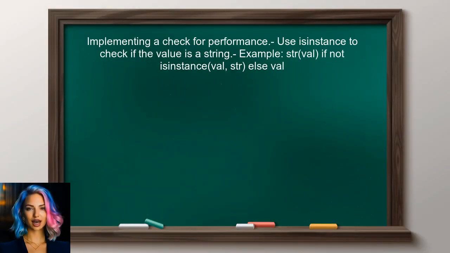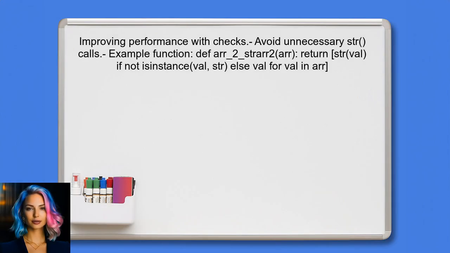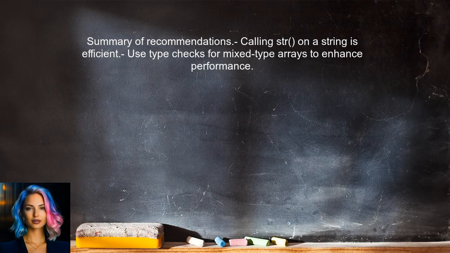However, if the user is concerned about performance and their array contains mostly strings, they might want to implement a check before calling str. This approach can help avoid unnecessary calls to str for values that are already strings, thus improving performance when processing large arrays. In summary, while calling str on a string is efficient, implementing a type check can enhance performance when dealing with mixed-type arrays.